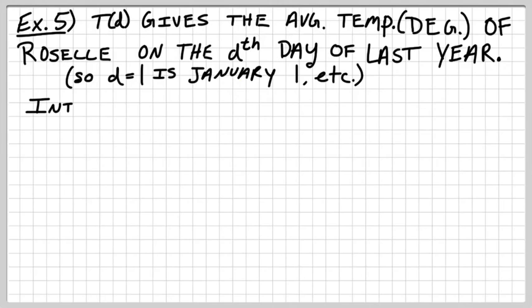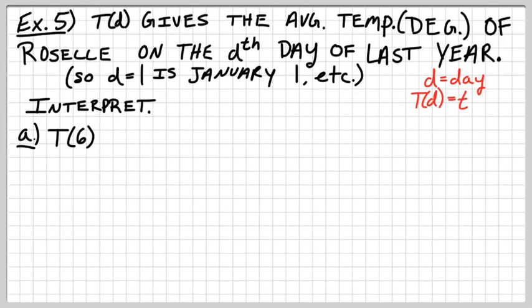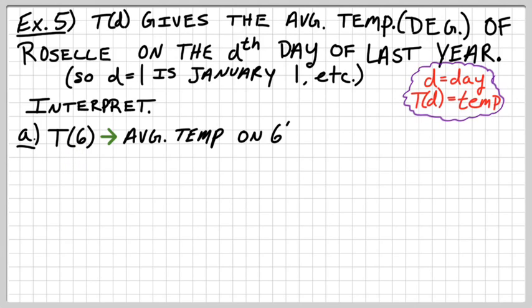So we just need to interpret a couple things. This is really key for us. This is like our new thing this year, how to interpret, how to explain the scenario in context using words. So part A, what's T of 6 mean? T of d gives the average temperature for that day. One thing to keep in mind: d is the day, the output, T of d, that's the actual temperature. So this would really mean the temperature in Roselle on the 6th day of the year. So we can say it like this: the average temp on the 6th day, or you could just say January 6th.